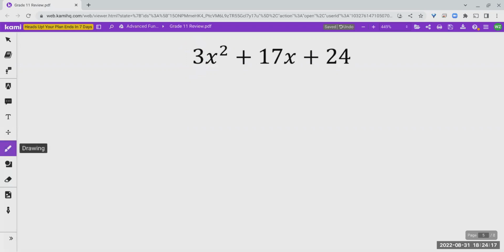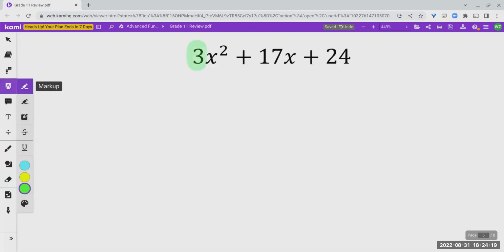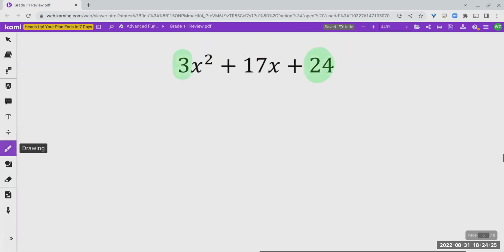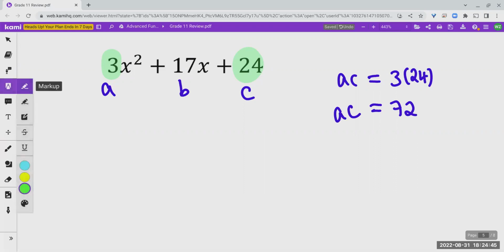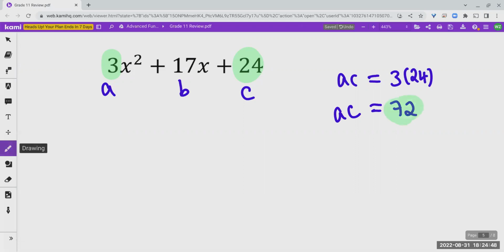Okay, so you take the coefficient of the first term and the last term and multiply them together. Well, that's supposed to be A, that's supposed to be B, that's supposed to be C, okay? What is AC? AC is 3 times 24. Oh boy, what is that, 72? Did I do that right? Yeah, that's 72. Okay, cool, AC is 72. Now, take that 72, A times C.